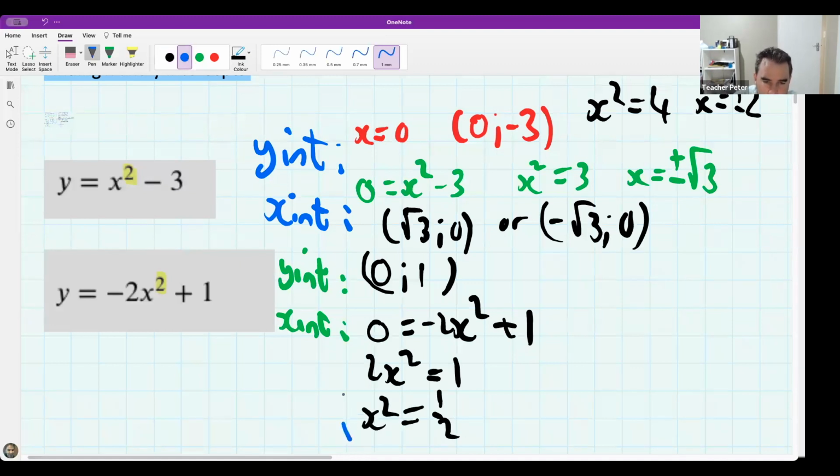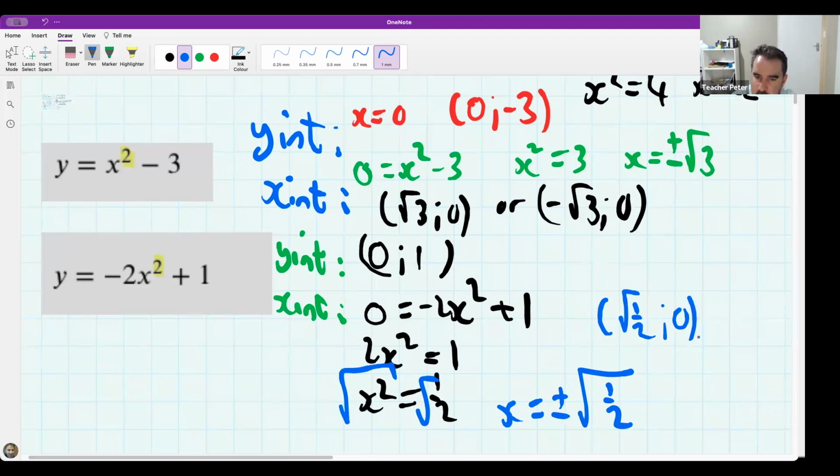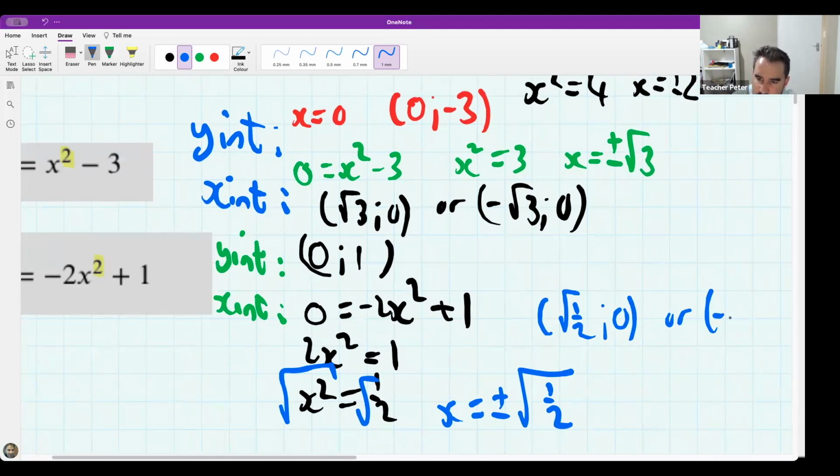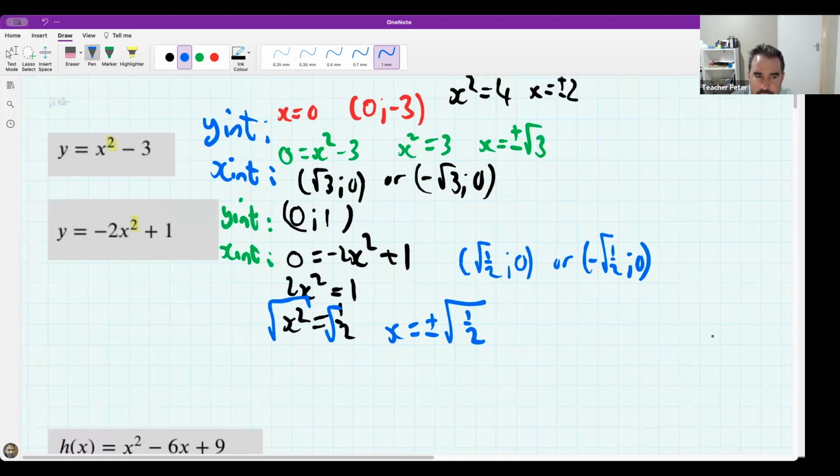But I still need to square root both of these. So x is plus or minus the square root of a half. And the actual x-intercepts are going to be (√½, 0) or (-√½, 0). And I need two of them because of the square rooting.